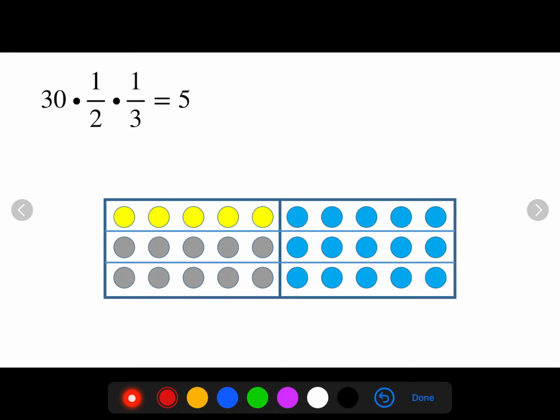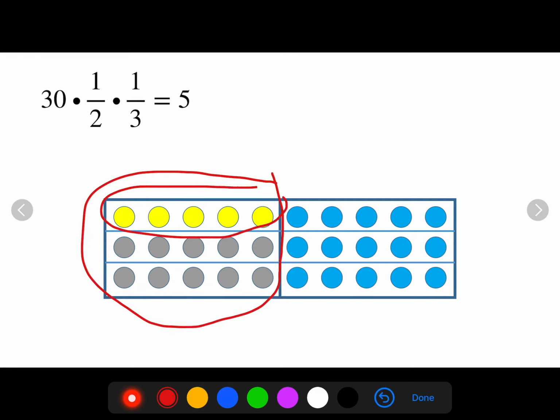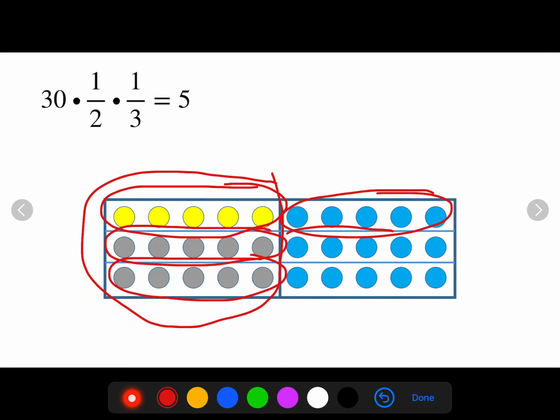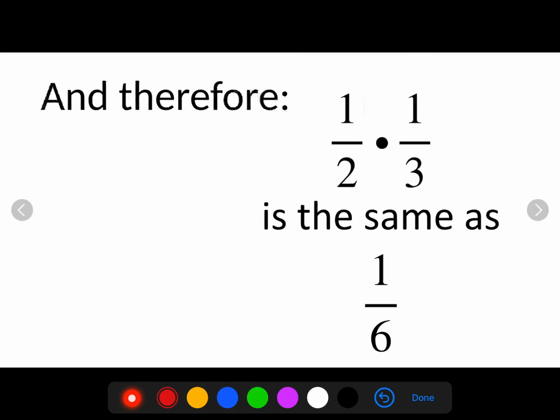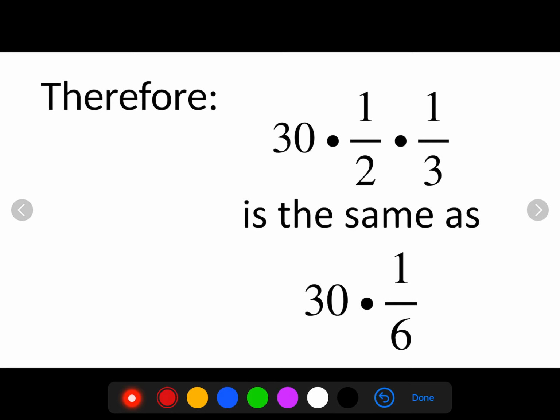But let's take a look. See, here's the half, and here's the 1/3 of the half. But how many of those are there? There are 6, aren't there? Therefore, this should be the same as 30 times 1/6. 30 times a half times 1/3 must be the same as 30 times 1/6. Therefore, 1/2 times 1/3 has to be the same as 1/6.